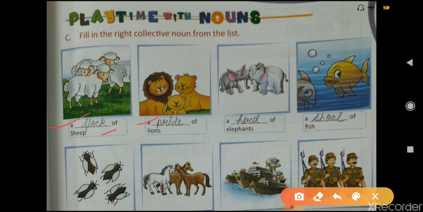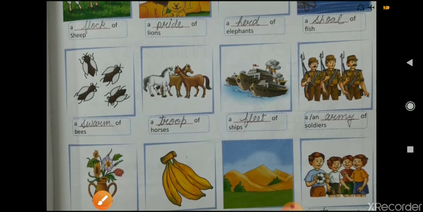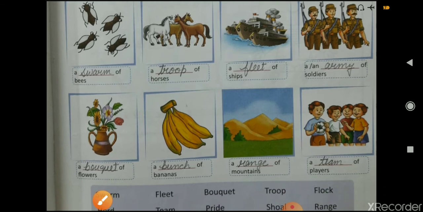A dash of lions. A dash of lions means a pride of lions. So fill here pride. Then a herd of elephants. Write here, herd. A dash of fish is known as shoal. Okay, so write here, shoal, S-H-O-A-L. A dash of bees, swarm, S-W-A-R-M. A dash of horses, a troop of horses.